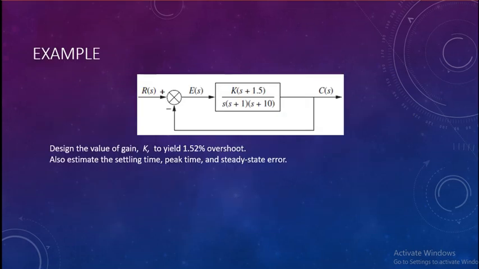Example 1. We have our equation here. G of s equals k times s plus 1.5 divided by s times s plus 1 times s plus 10. Design the value of gain k to yield a 1.52 percent overshoot. Also, estimate the settling time, peak time, and steady state error.